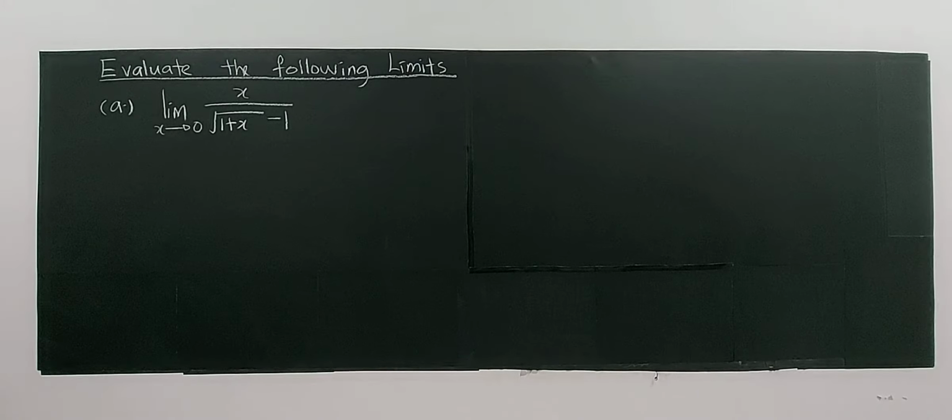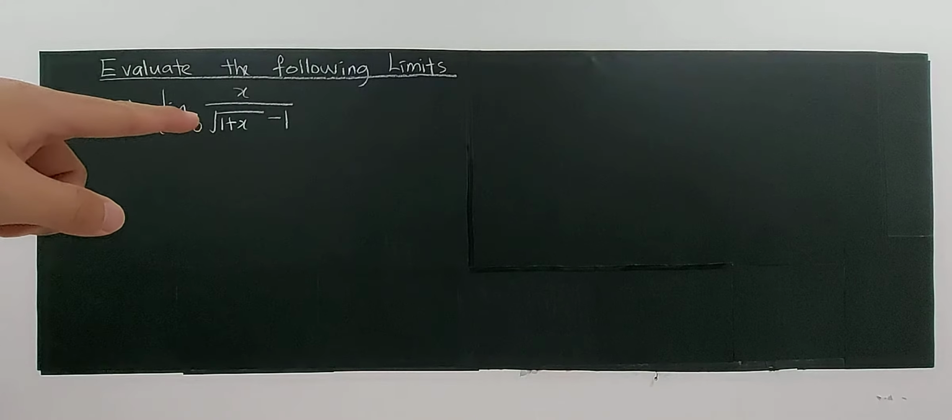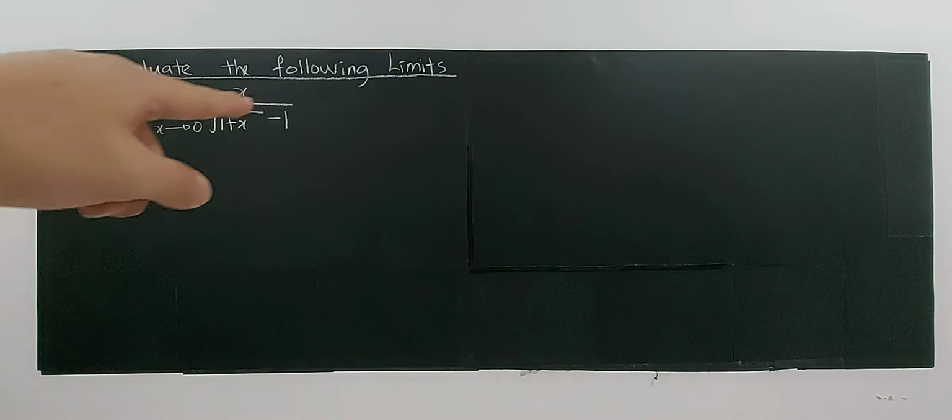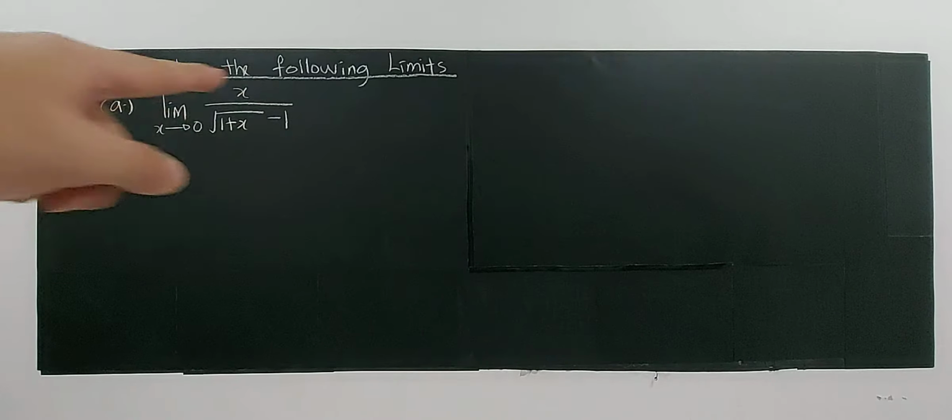Hello, in this video I'm going to teach you how to evaluate this type of limit where there is a surd in the rational function. There is a surd in the rational function, right? This is a surd, a radical function.